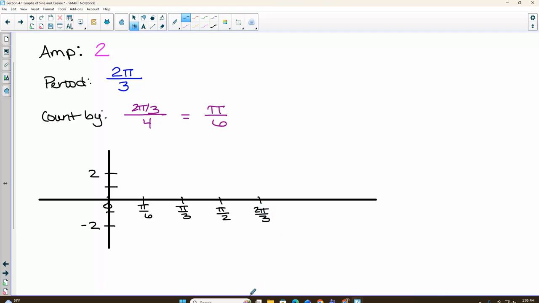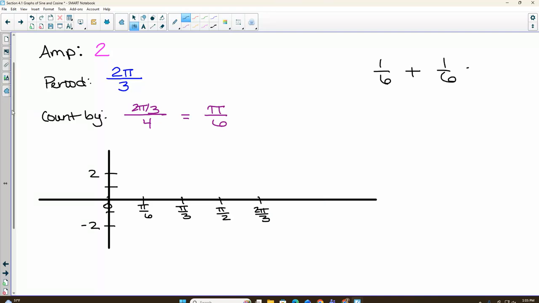Does that look familiar? That was our period. So that is my 5th and final point, right? I told you you'd have 5 points on the x-axis. Now, if you struggle with those, just use your calculator. You take the point you're at, you add your count by, just don't put in the pi's, right? And just keep adding the 1 over 6 every time.